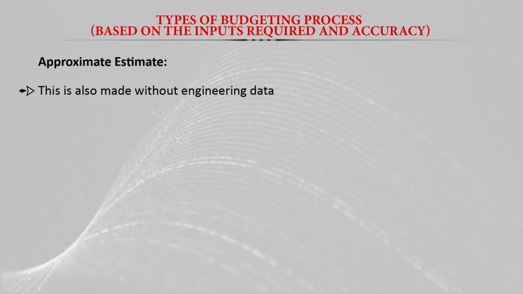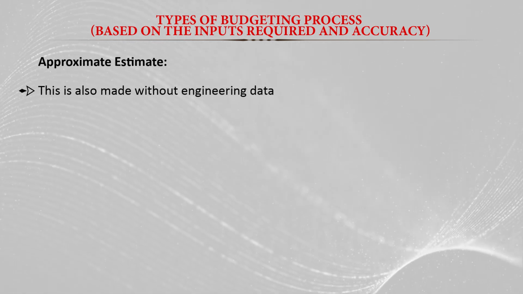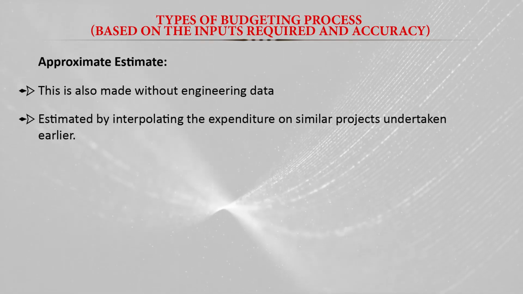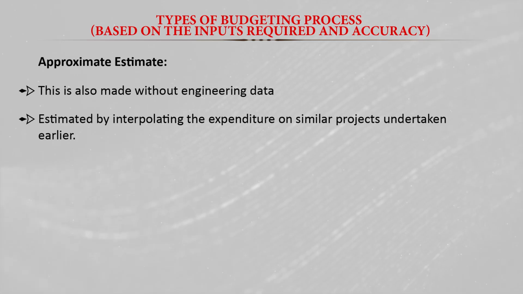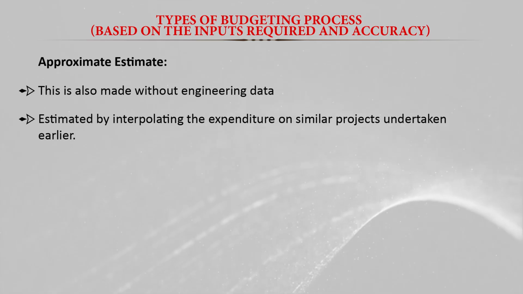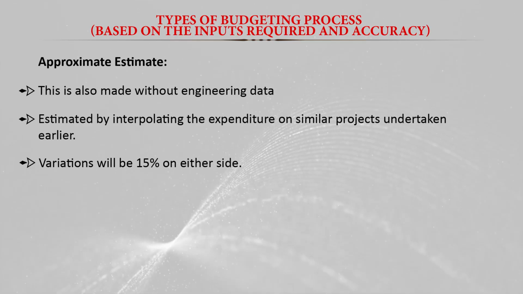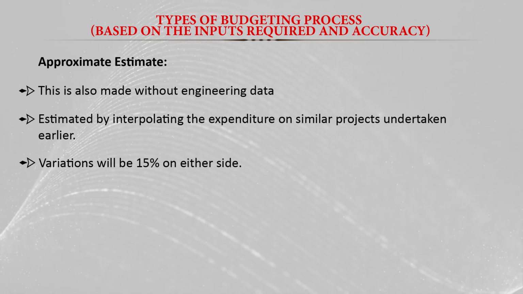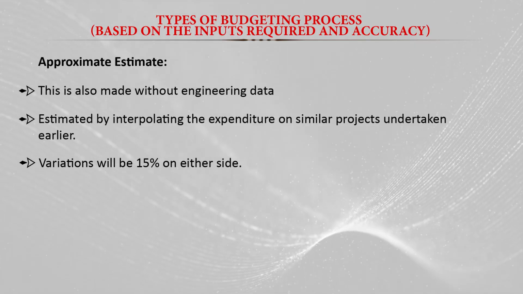Here, this is also made without engineering data and without any technical data, but we estimate by interpolating the expenditure on similar projects which were taken earlier. So based on earlier experiences, we estimate the project budget, and here again there is a large variation, maybe up to 50% on either side, maybe less or more. But here we have some information from the earlier project implementation.